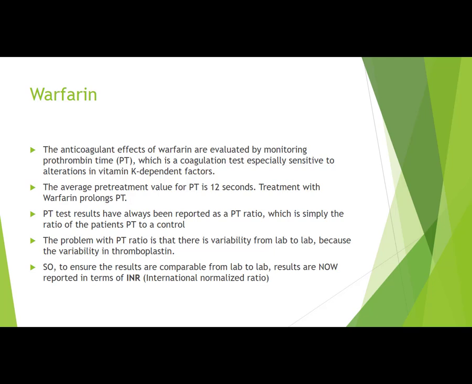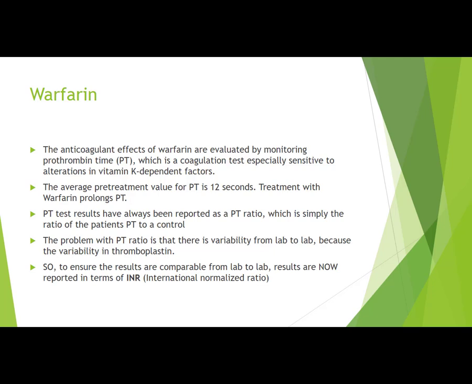Now, additional information about warfarin is that the anticoagulant effects of warfarin are evaluated by monitoring prothrombin time, the PT, which is a coagulation test especially sensitive to alterations in vitamin K dependent factors. The average pre-treatment value for prothrombin time, or PT, is 12 seconds. Okay? And treatment with warfarin prolongs PT. So when you give a patient warfarin, their PT should be longer than that 12 seconds.